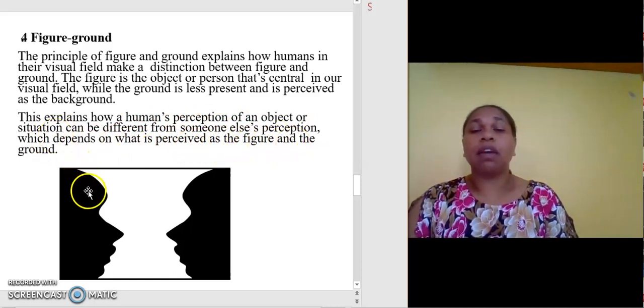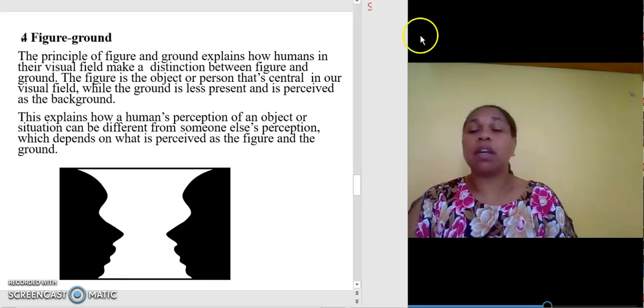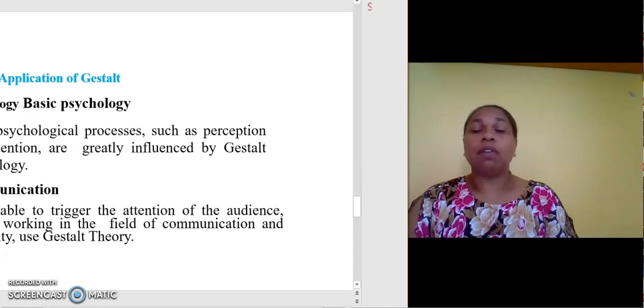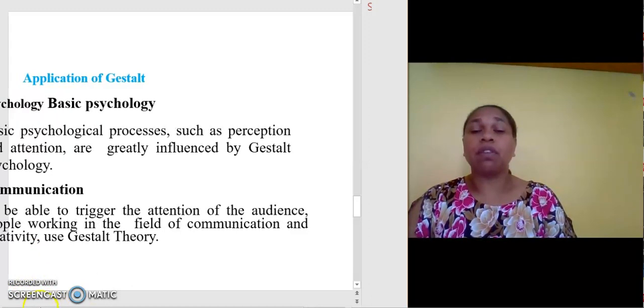Have a look at the diagram below. The human eye could either perceive the two dark faces of humans with the white round in the center, or they would perceive the vase with the two black sides. This reminds us that human beings perceive objects or situations differently from others. Okay, so that's about the law of figure and ground. I think that's the end of the different principles of Gestalt theory. We shall now move on to the application of Gestalt theory.